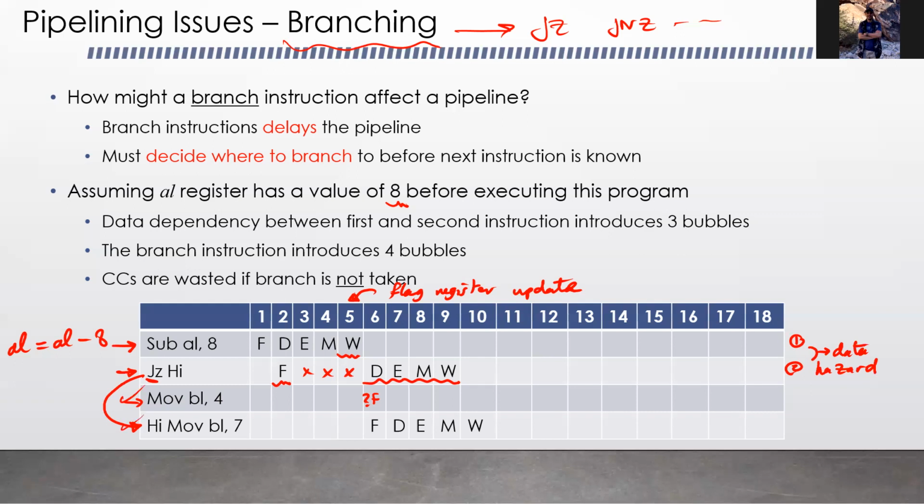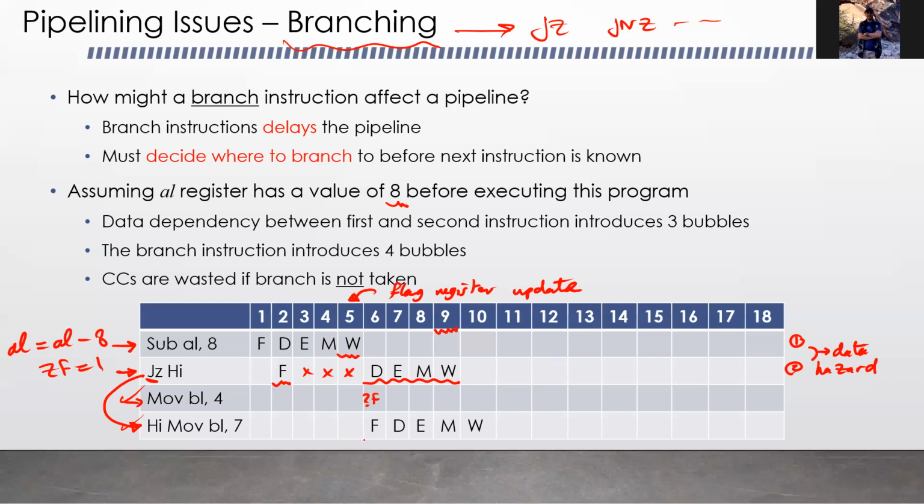That's why we cannot fetch the third instruction blindly, because we are not sure if we're going to execute it. We're going to know this by the end of the execution of the second instruction, jump 0 high, basically at the 9th cycle when we do the write back. Only at that time will we know whether we're going to execute or not. And in this case, since AL is 8, that's why I made the assumption that AL is 8 before the execution of that code. So 8 minus 8 is 0, the zero flag will be 1, and we're going to do the jump.